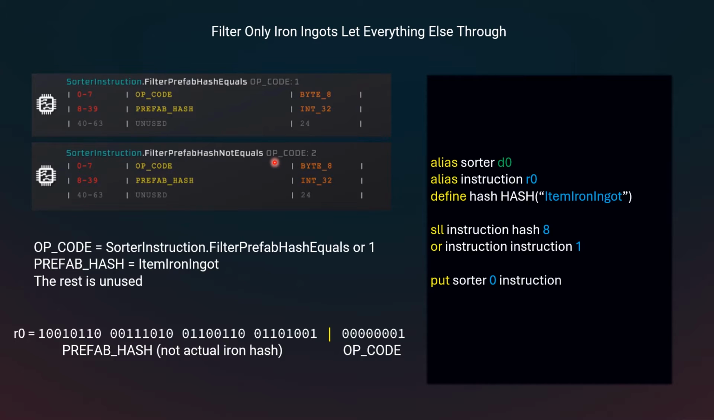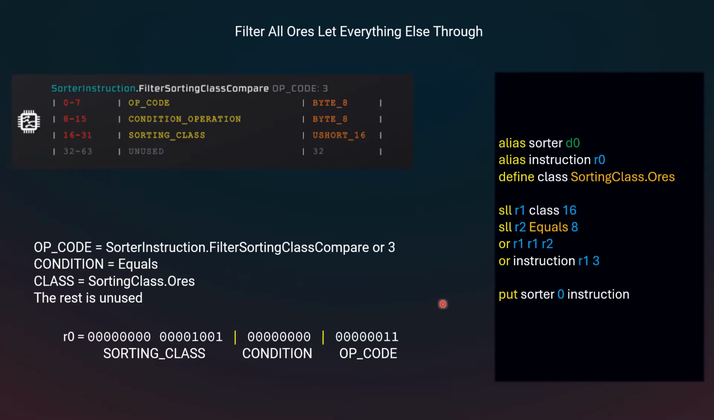It will only filter things that are not iron ingots, since the opcode is called not equals. Let's keep going exploring the other instructions, and here things get a little more complicated but also more powerful. Looking at opcode 3, we can see different kinds of comparisons based on the sorting class. What is a sorting class, you might ask? Well, it's just a different way to group different types of items.